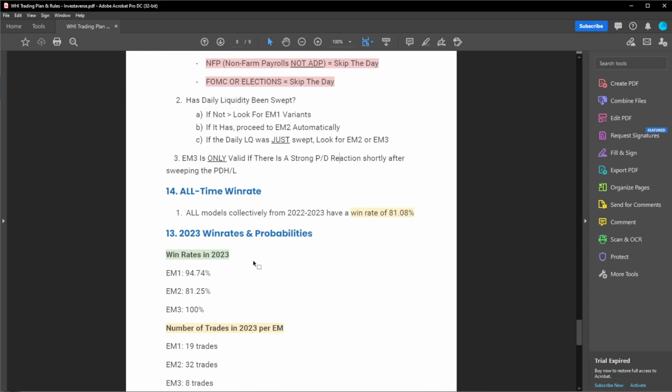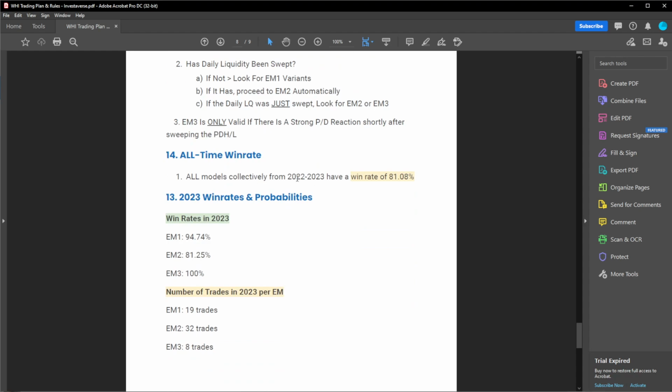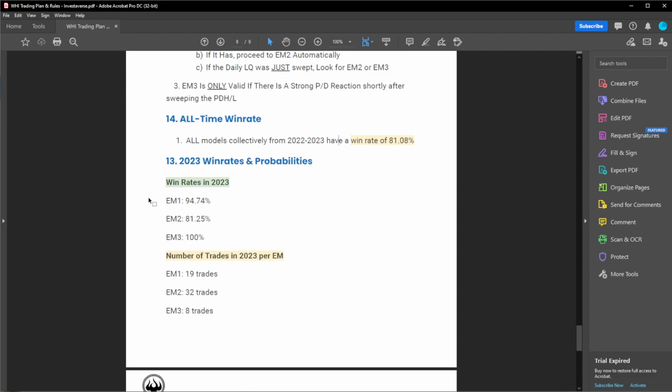In terms of win rate, collectively, if we take a look at all of these models put together, actually this is an outdated win rate. The win rate's actually 88%. I just forgot to update the document, but collectively from 2022 to 2023, EM1, EM2, and EM3 have a win rate of about 88%. In 2023, EM1 had a win rate of 94.74%, EM2 had a win rate of 81.25%, and EM3 100%.